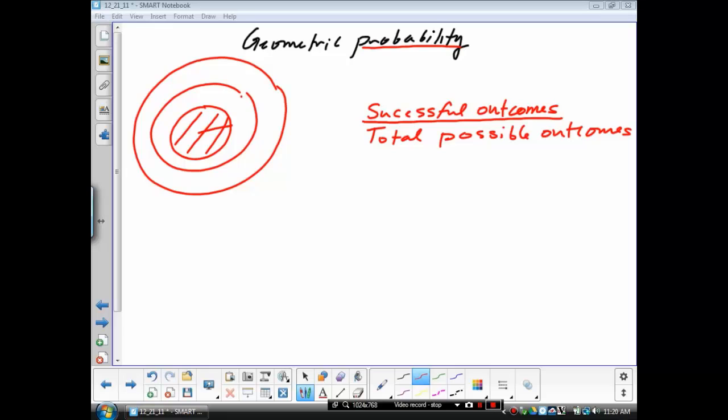It's not a 1. A 1 probability, by the way, means 100% chance. Right? It's not a 1/3. What you have to do is find the area of the center and then find the area of the whole dartboard. Now the area of that center circle is going to be its radius squared times pi, because area is pi r squared.